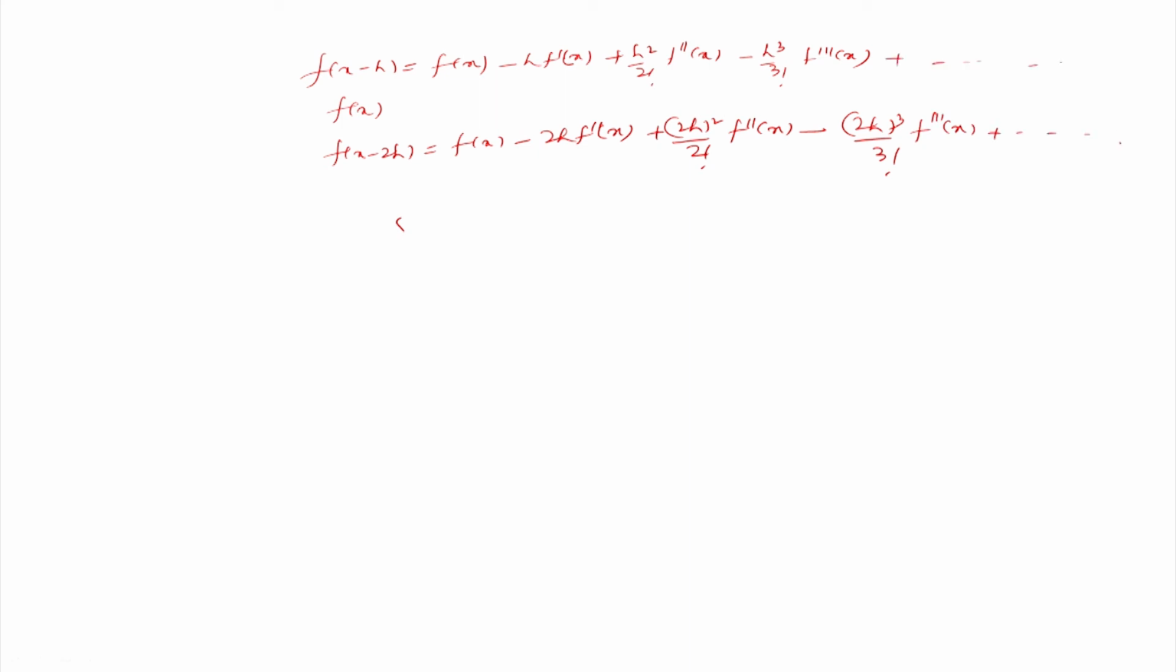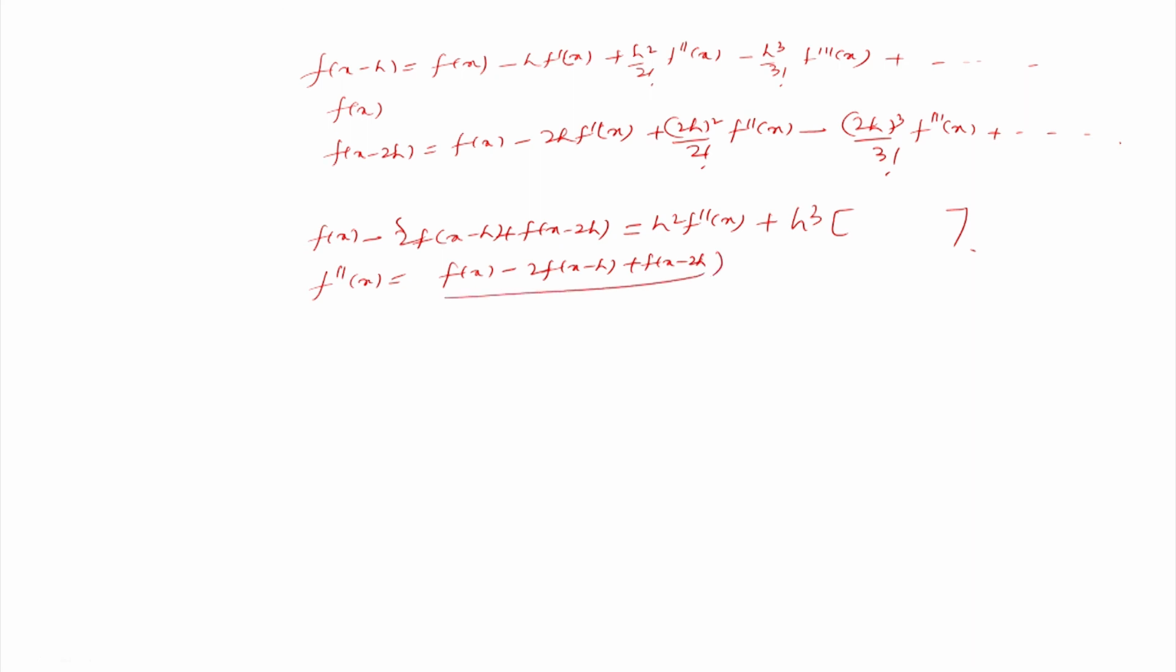And if we combine these terms in the form f(x) minus 2f(x minus h) plus f(x minus 2h), we can obtain h square f double dash of x plus h cube and all other terms. So that is why we can write f double dash of x as f(x) minus 2f(x minus h) plus f(x minus 2h) divided by h square plus order of h here.